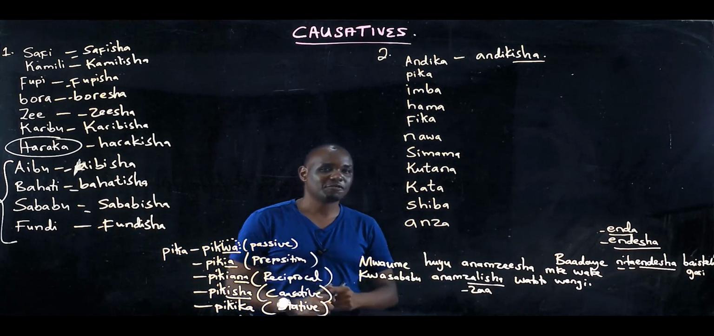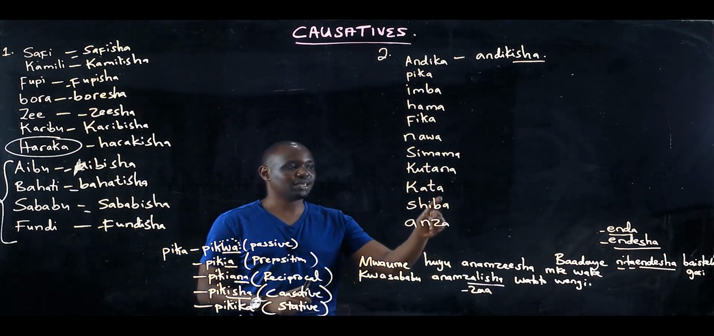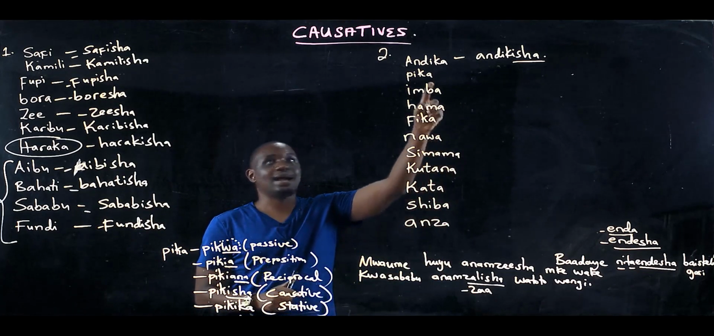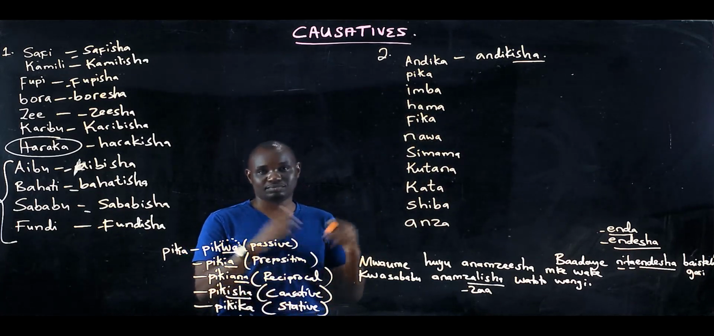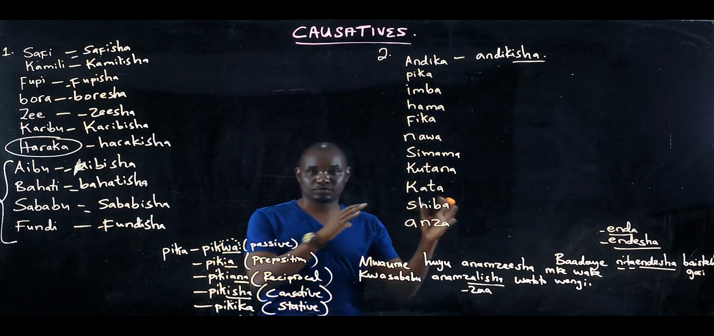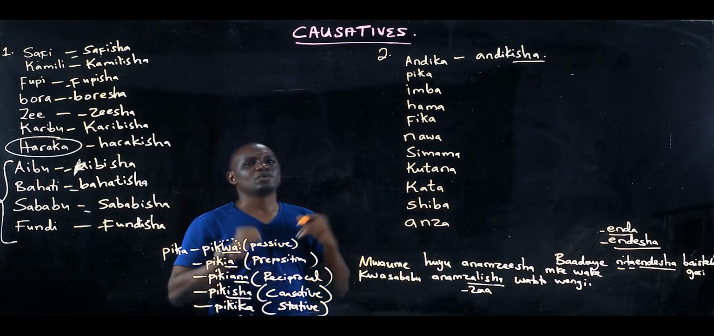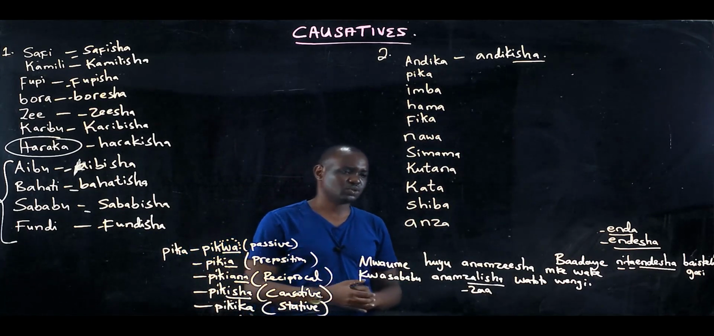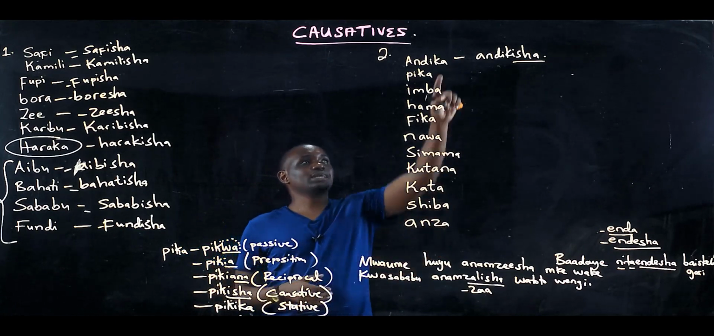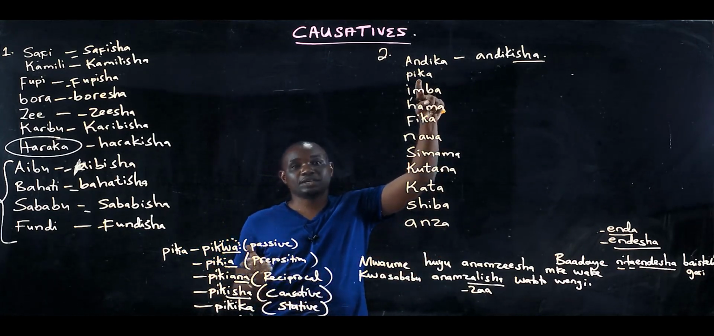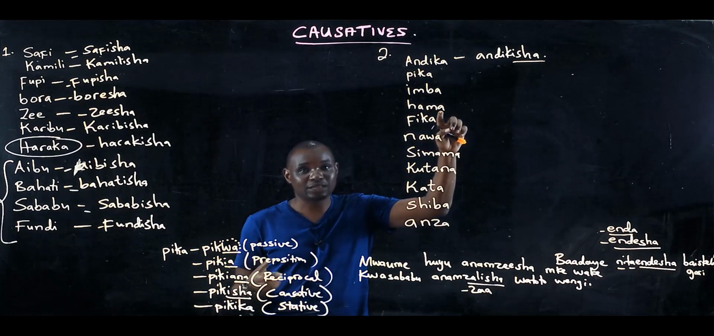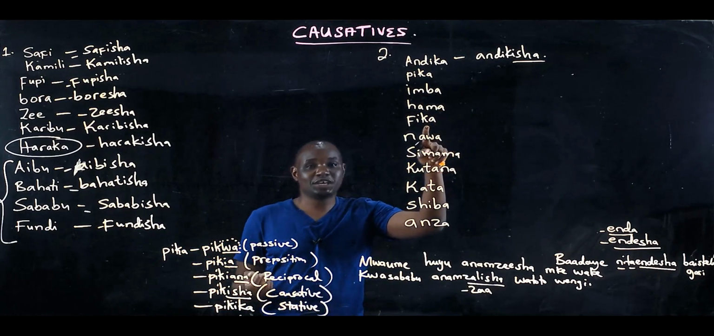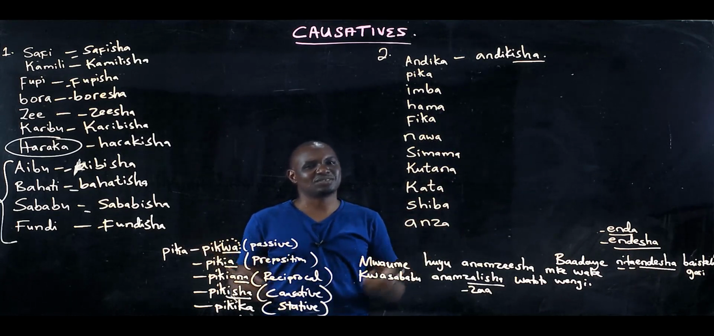And what kind of verbs are these? These are Bantu verbs. You see they end with a. Those verbs originated from different languages, but you are advanced students. What is andika? To write. What is pika? To cook. What is imba? To sing. What is hama? To move. What is fika? You are advanced student.